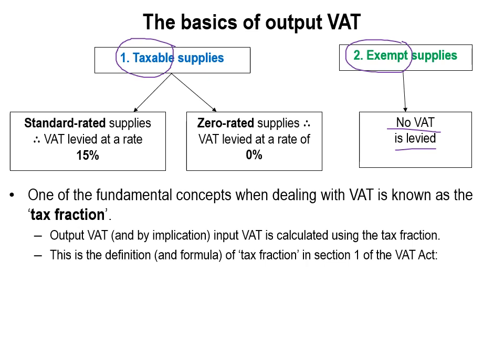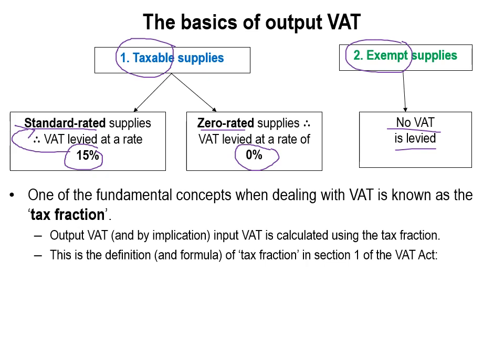Taxable supplies, however, are further divided into standard rated supplies and zero rated supplies. And the difference between these two is the rate at which VAT is levied. So we all know that VAT in South Africa is levied at 15%, but this is 15% on standard rated supplies because that is the standard rate of VAT in South Africa. But we also have zero rated supplies where VAT is not levied at a rate of 15% but at a rate of 0%.